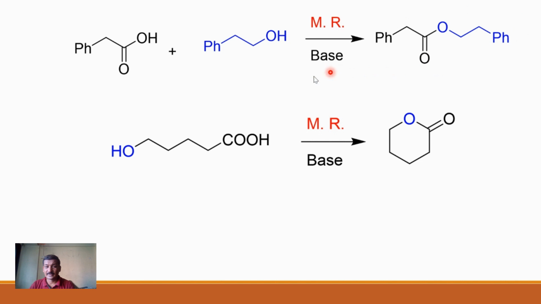This reaction can also be intramolecular, where the carboxylic acid group and alcohol group are present in the same molecule. In the presence of Mukaiyama reagent and base, you will get the cyclic esters that are called lactones.